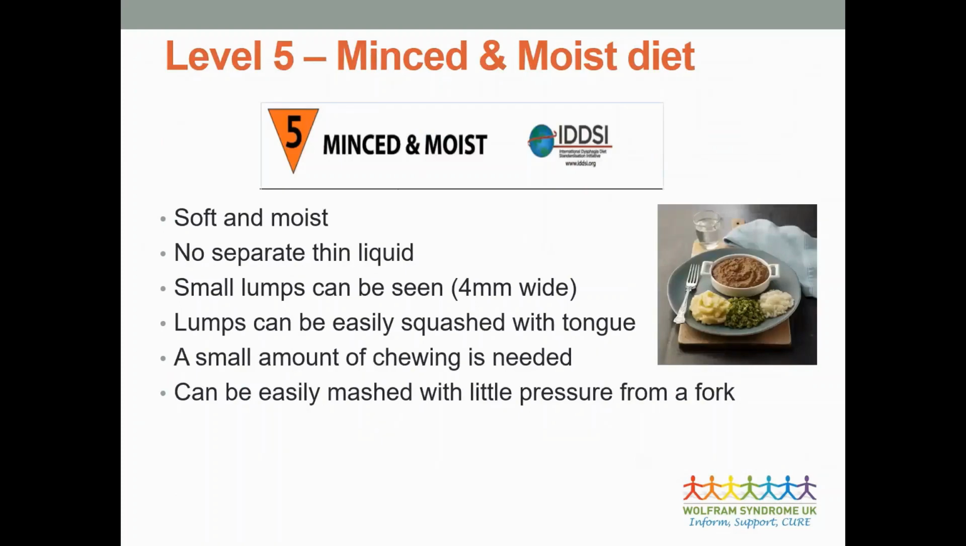Level 5 is minced and moist diet. So as described, it's nice and soft, nice and moist. There's no separate thin liquid. There'll be some small lumps, and it has 4 millimetres wide specified for the adult population. But if you picture a fork, the little lumps will be able to fit through the prongs of the fork, and they can be easily squashed with your tongue. So you need to do a little bit of chewing with this texture, but it's still very, very soft.